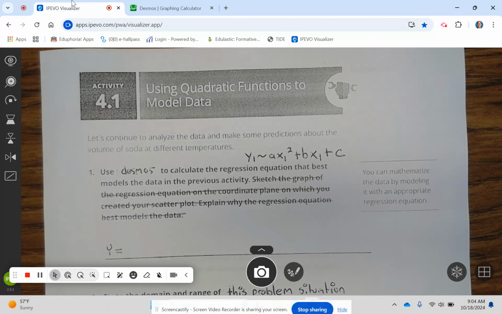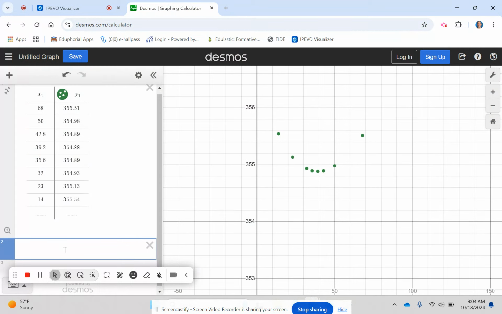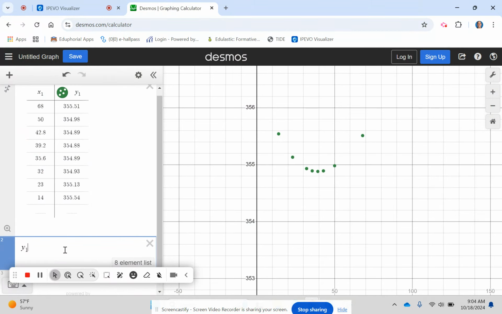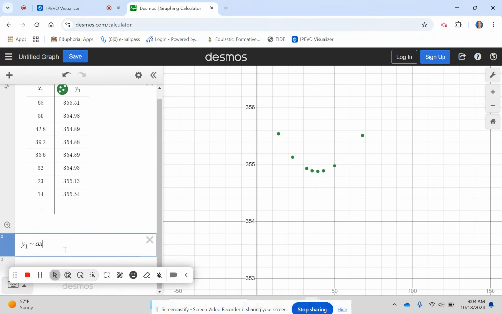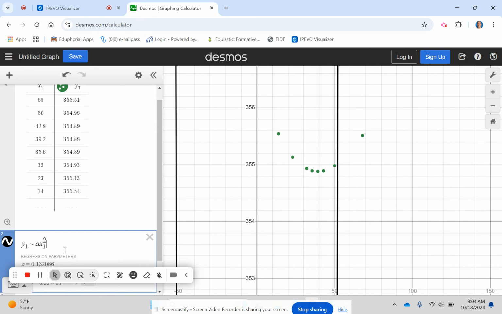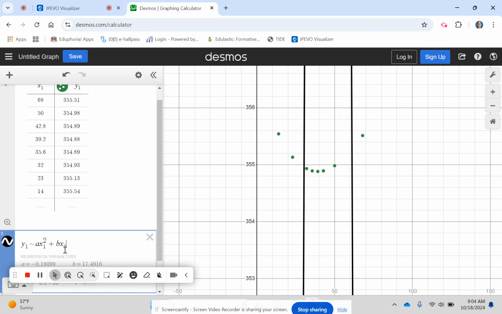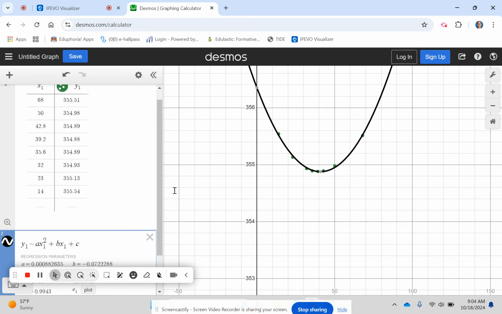4.1, using quadratic functions to model data. Let's continue to analyze the data to make some predictions about the volume of soda at different temperatures. 1. Use Desmos to calculate the regression equation that best models the data in the previous activity. All right, let's go ahead and do that. So that's y1 tilde a x1 squared plus b x1 plus c.